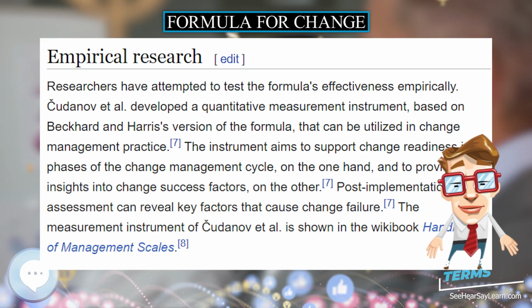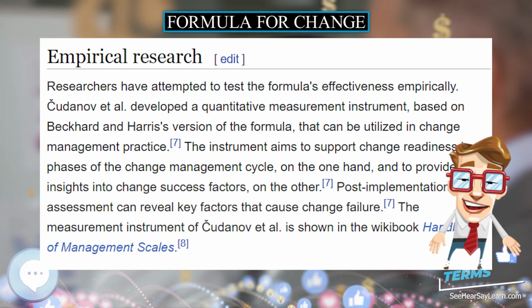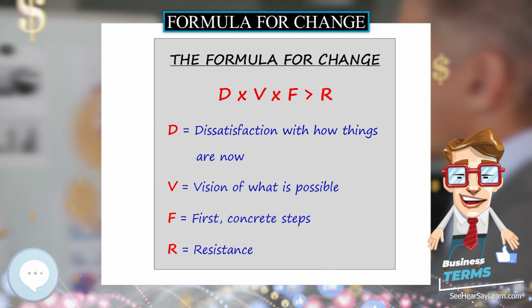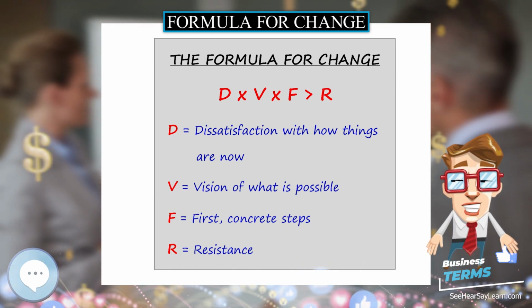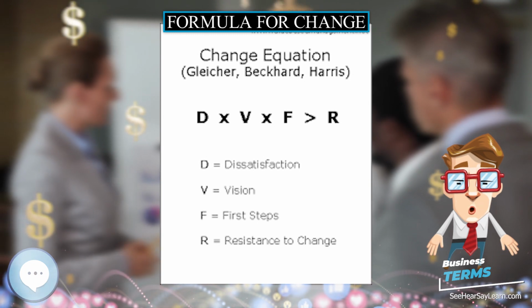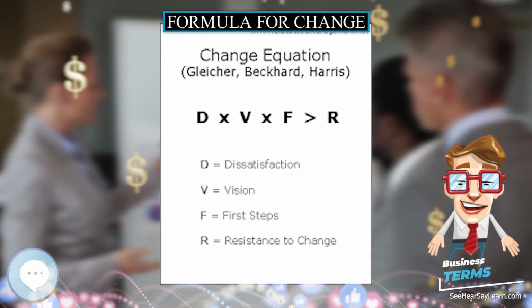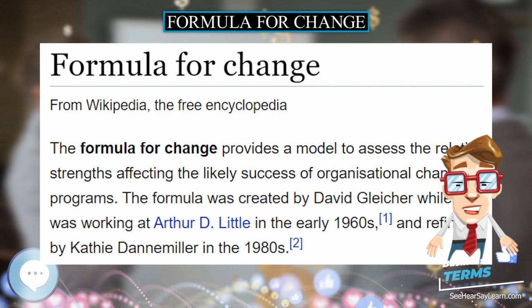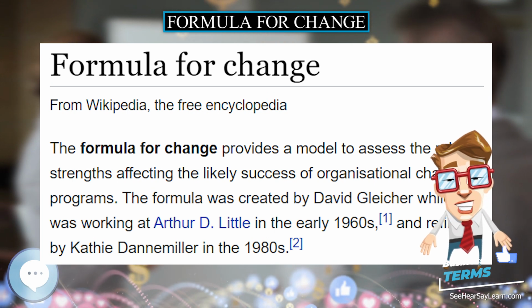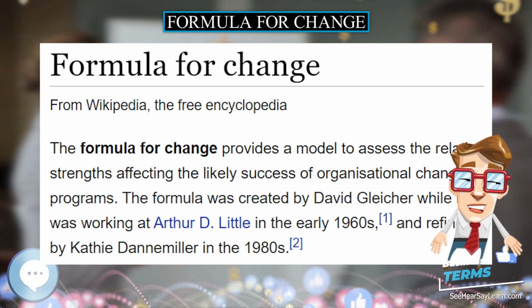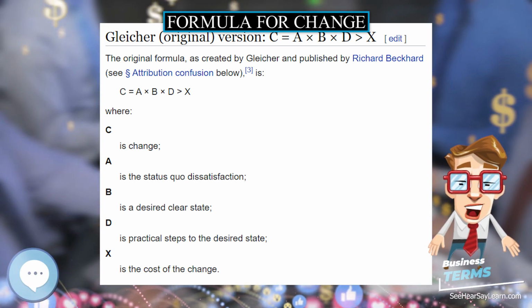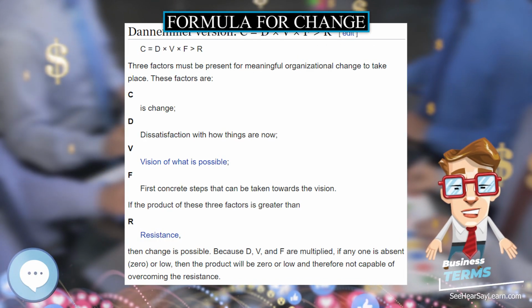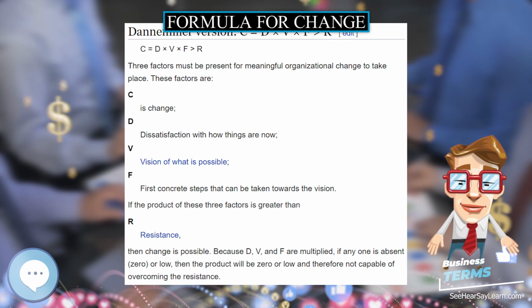Attribution confusion. It is often inaccurately attributed to Richard Beckett because he published the formula in both versions of his widely read book Organizational Transitions. In the original 1977 version, Beckett and Harris gave full credit to Gleicher. In the second edition from 1987, they did not even mention Gleicher's name once in the entire book, but did present the equation as a formula for overcoming resistance.